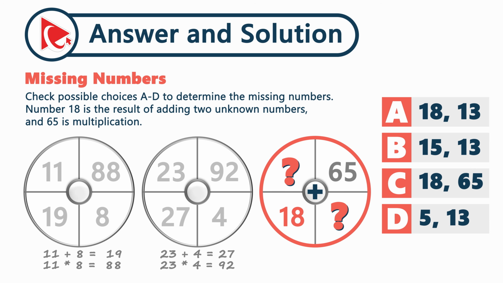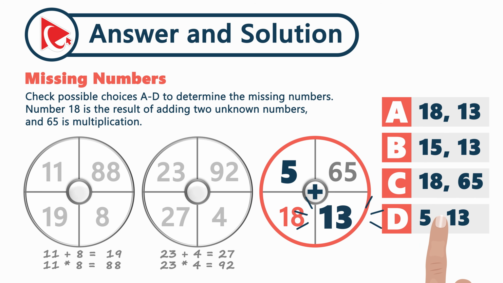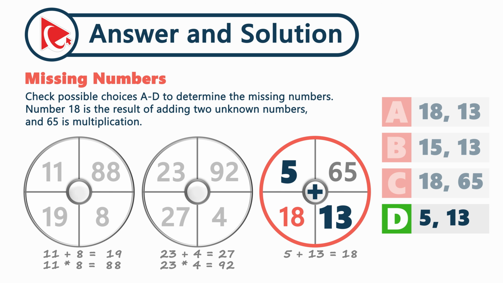Why 18? Because 18 is the number at 7 o'clock, which is calculated through addition. And the only combination that matches this is 5 and 13. So the correct answer here is choice D, 5 and 13. 5 plus 13 equals 18. And 5 multiplied by 13 equals 65.